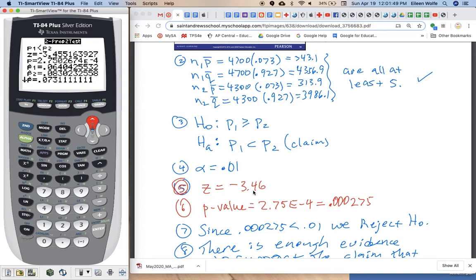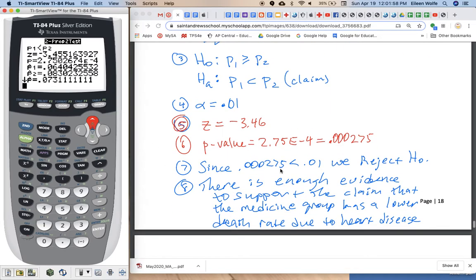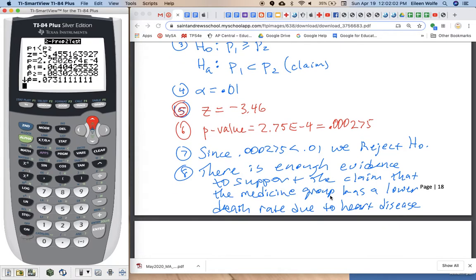So step 5, I have my z statistic. Step 6, I have my p-value. Don't miss the e-4 on the end of the screen there. So now I have a very low p-value, so I'm going to reject H0, letting me know there is enough evidence to support the claim that the medicine group has a lower death rate due to heart disease.